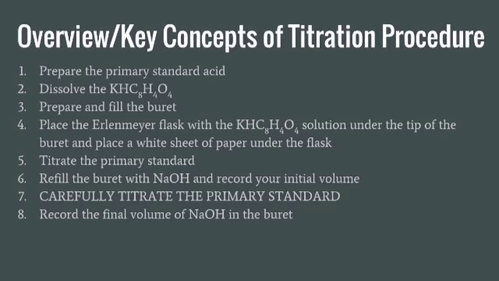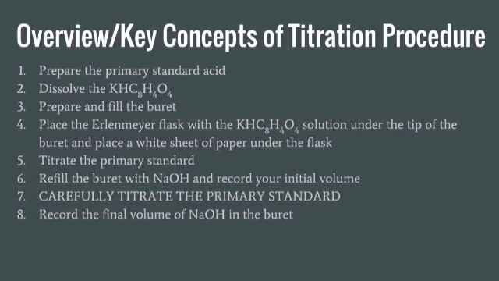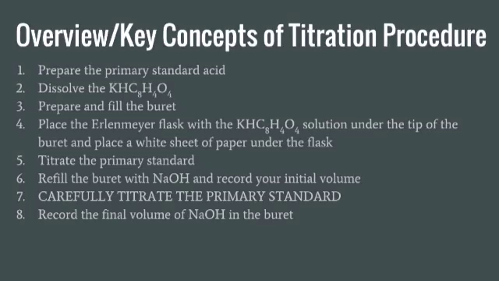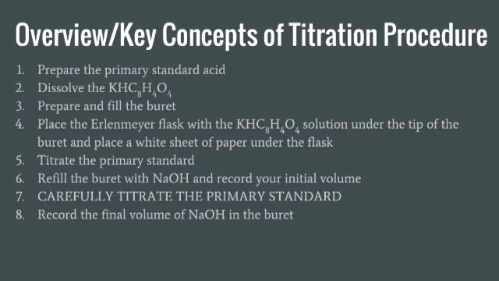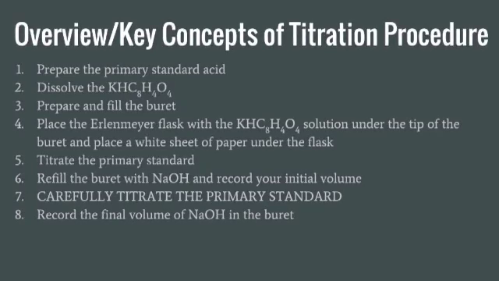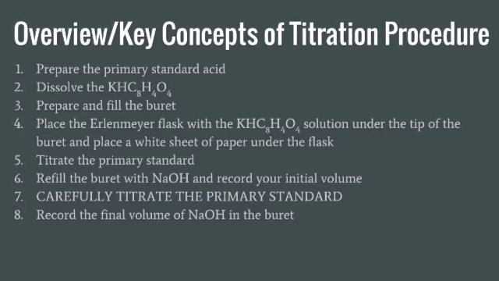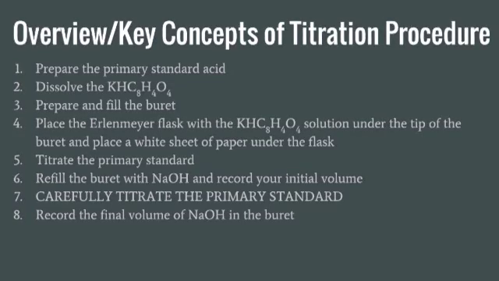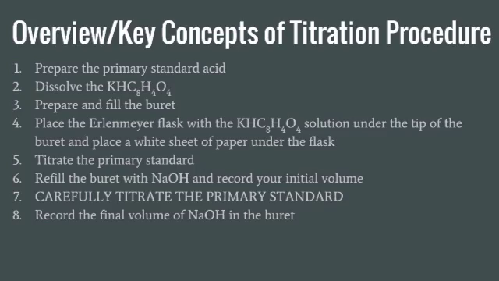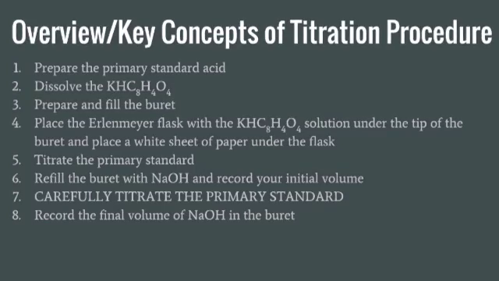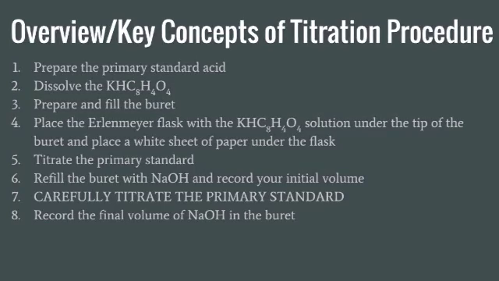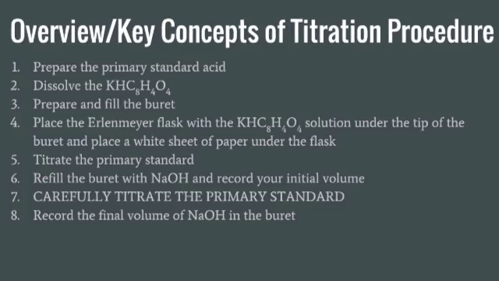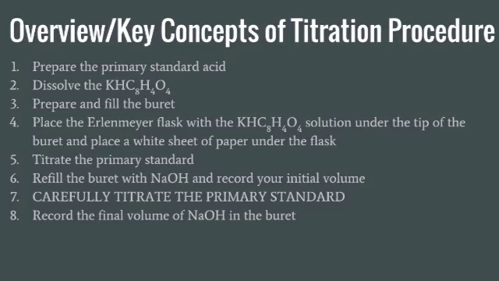So you titrate the primary standard. This just gives a rough estimate, so that you can then measure out the base more precisely. And then you refill the burette with that base, NaOH, and you record your initial volume. Once you've carefully titrated the primary standard, then you can record the final volume of NaOH in the burette. And then you're ready for calculations.